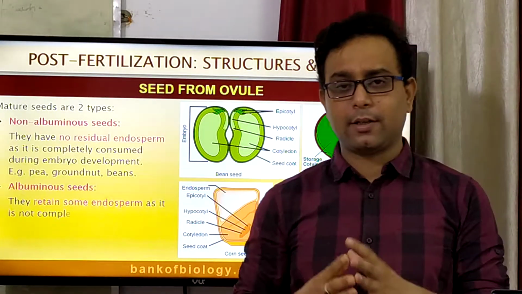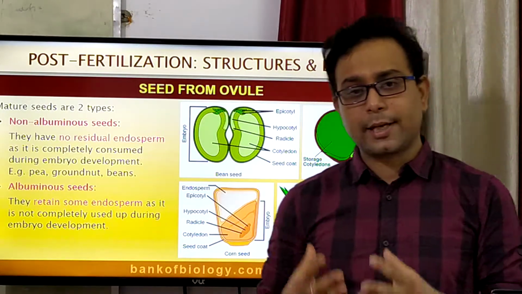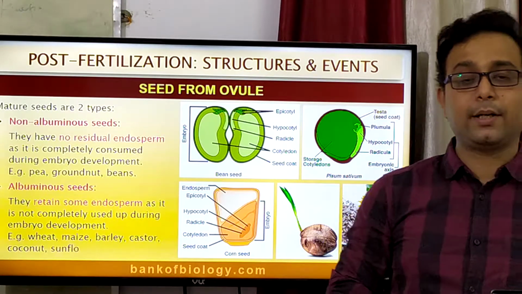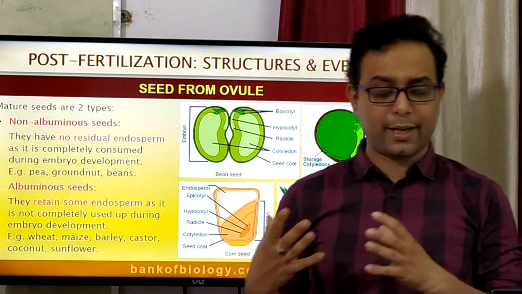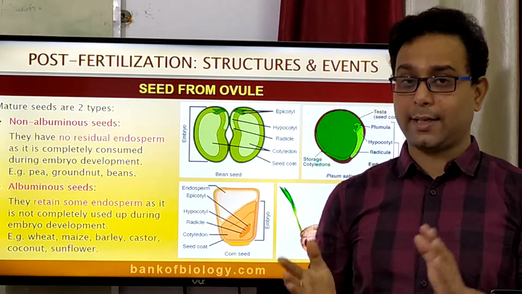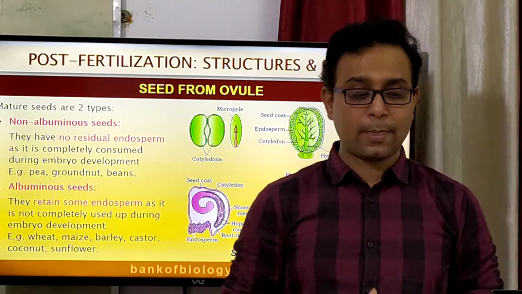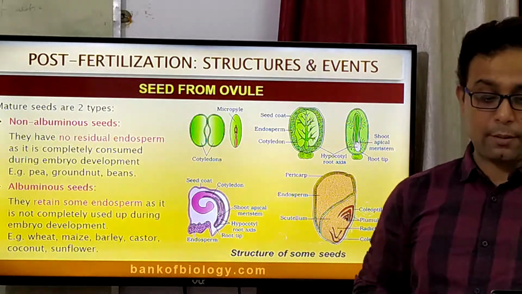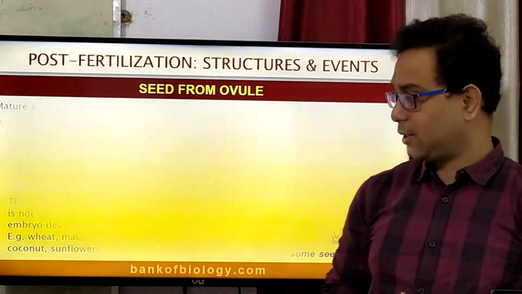Now we discuss the albuminous seed. Albuminous seed means the endospermic seed. That means the endosperm is present there, right? The endosperm is not completely used up, so it is present in the structure. Most common examples are wheat, maize and castor. Castor is the exception: it is a dicotyledon, but it has endosperm. This is the most important part in your NCERT book, the structure of non-albuminous and albuminous seeds. This picture is very important. It is the monocot seed, the maize seed.